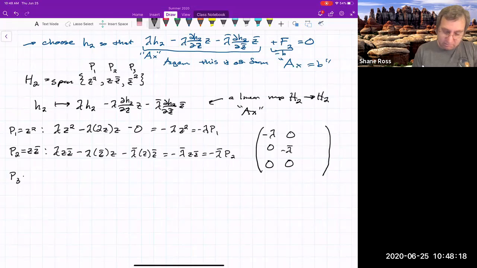All right, so now let's apply it to the third basis element. Lambda Z bar squared minus lambda bar.